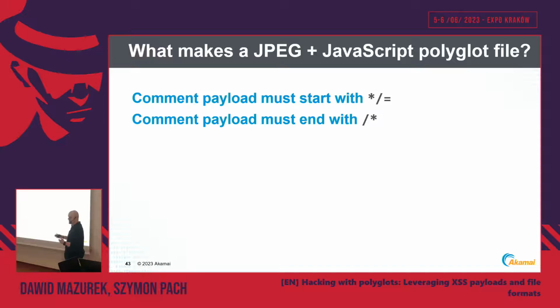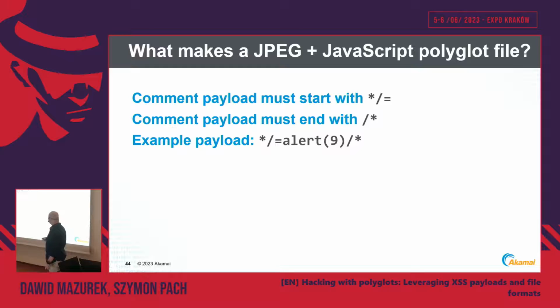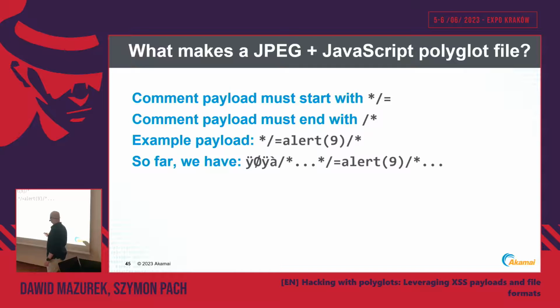I mean, the first available place. So we need to comment out the rest of the bytes, so it will be valid JavaScript syntax. So this is an example payload. It can look like this, like equals alert 9, and alert doesn't return anything, but it will be valid JavaScript syntax. And the opening of a multi-line comment.